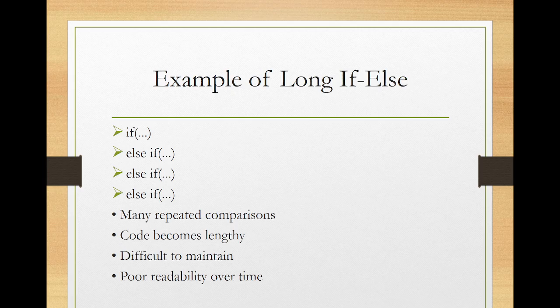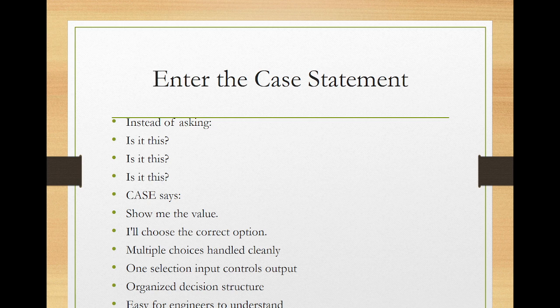Imagine selecting one of several outputs. Many beginners write if, else if, else if, else if, again and again. The code works, but the design becomes difficult to manage, especially when the number of choices increases. This is where case shines. Think of case as a menu. You provide one selection option. The hardware chooses the matching option.